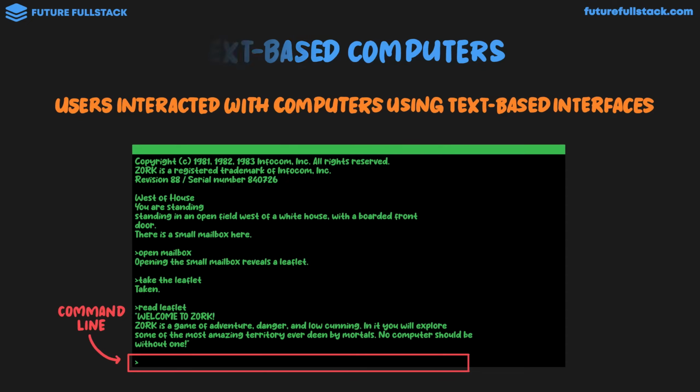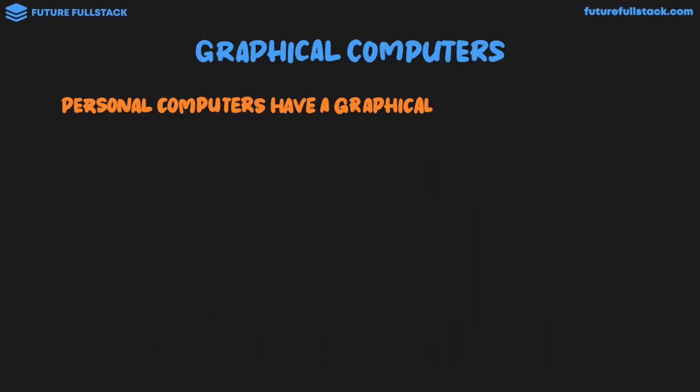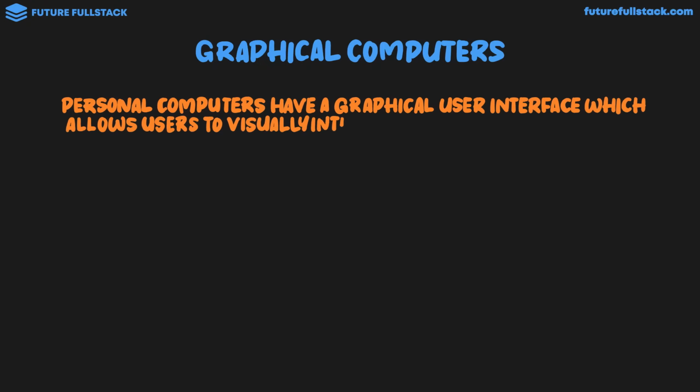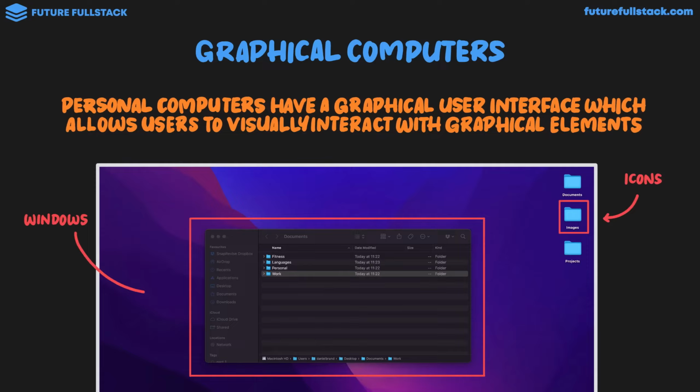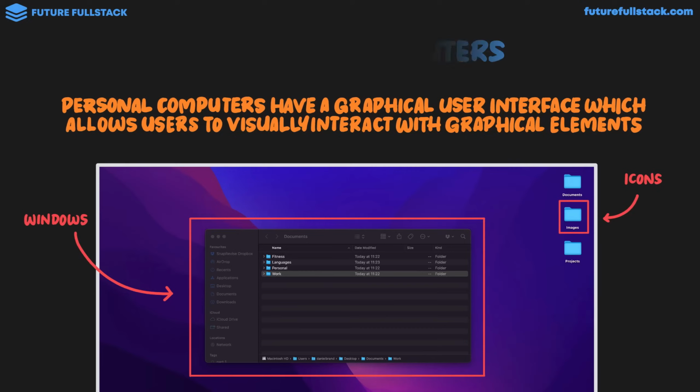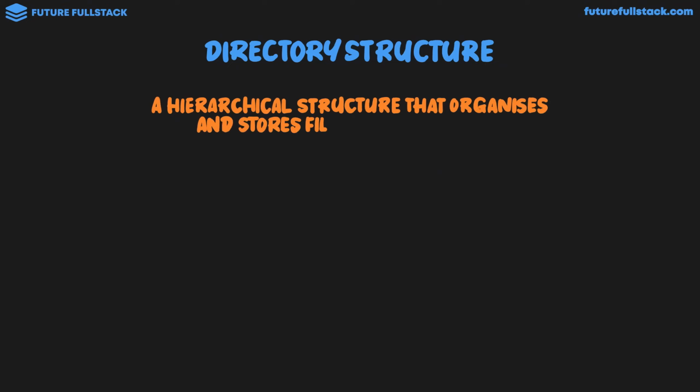Text-based computers work very differently to graphical computers. Personal computers have a graphical user interface, which allows users to visually interact with graphical elements. For example, there are visual elements like icons and windows, which users can click on and interact with in order to open up different files and folders. Next up, we need to discuss the concept of directory structure. A directory structure is a hierarchy structure that organizes and stores files and directories. Directories is just a fancy word for folders.